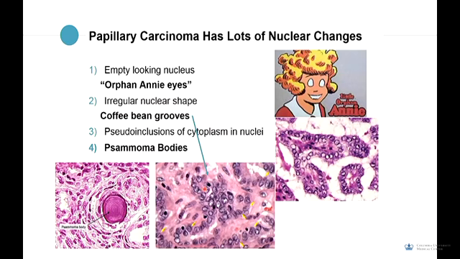You can also get coffee bean grooves, which are really just lines inside of the nucleus on histology. You can also get pseudo-inclusions of cytoplasm, that's little pink rings inside the nuclei. And you can also get these things called psammoma bodies, which are these tree ring-like calcifications. So for papillary carcinoma, think of psammoma bodies, think of pseudo-inclusions. You also think of coffee bean grooves, and then really creepy orphan Annie staring at you with these little nuclei that are cleared out of any stain.